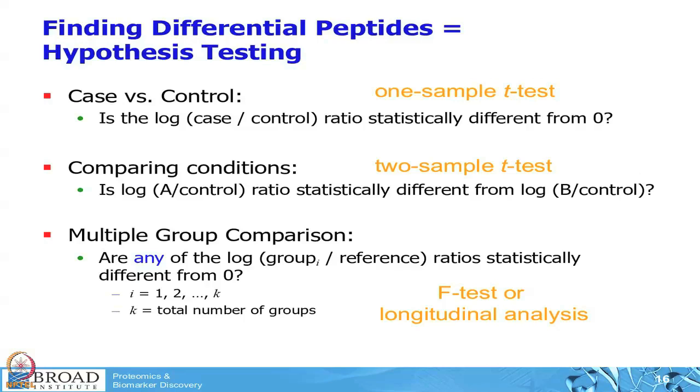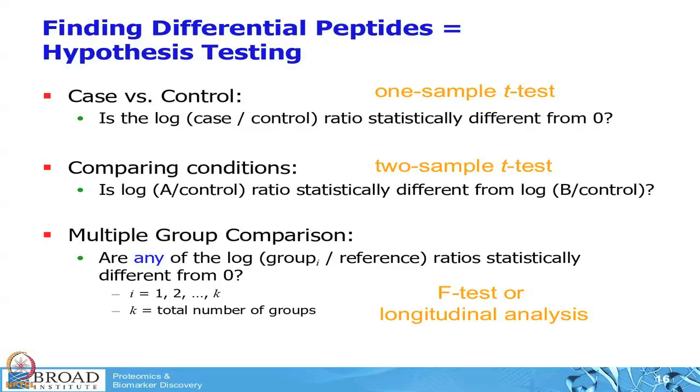For the first, you would do a one sample t-test. The t-test is one way of checking whether the mean of two things is different or not. In this case, you are checking whether the mean log ratio is different from zero. If it is different from zero, then it's either up in the case or up in the control, depending on whether the log ratio is positive or negative. If you are comparing two conditions, you would have a two sample t-test. For multi-group comparison, there is a thing called an F test.